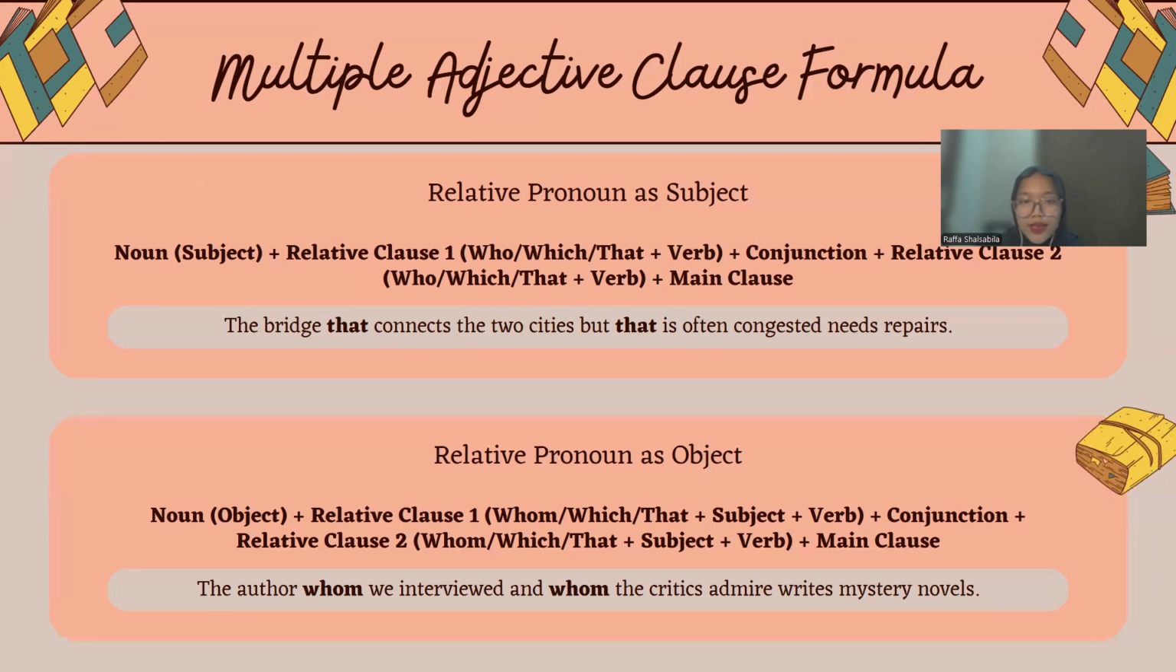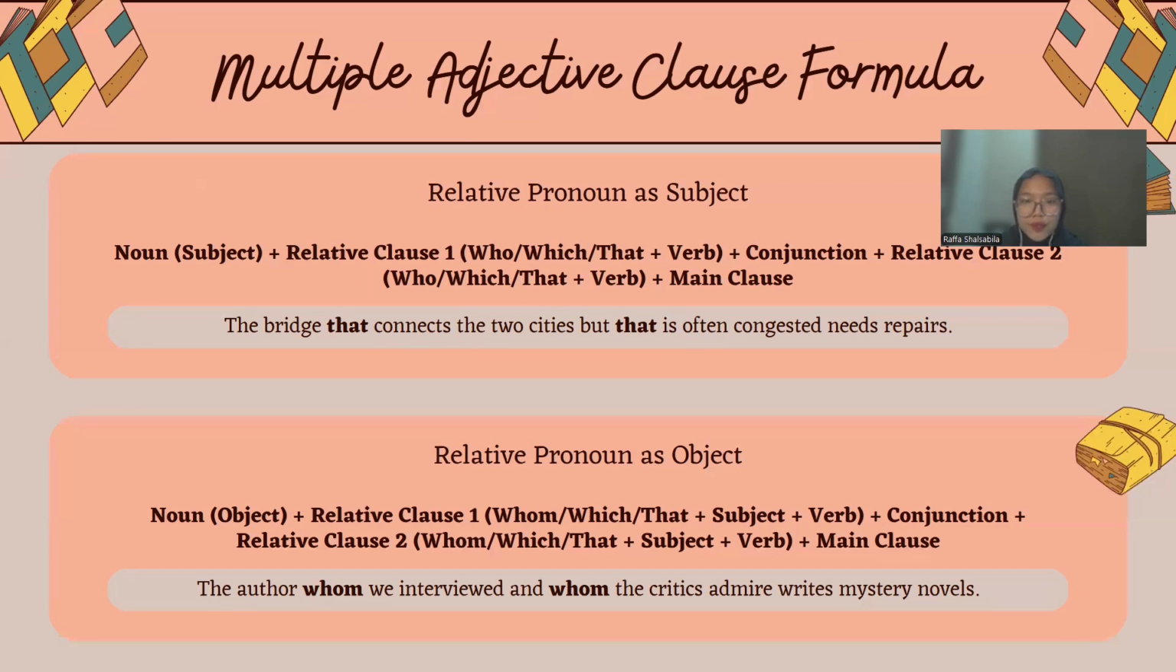The formula is noun as object plus relative clause 1, whom, or which, or that, plus subject plus verb plus conjunction like and or but plus relative clause 2 plus main clause. This means that we give two additional pieces of information about the noun that is the object and each clause is preceded by whom, which, or that.